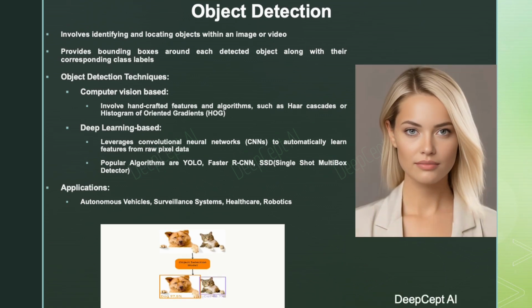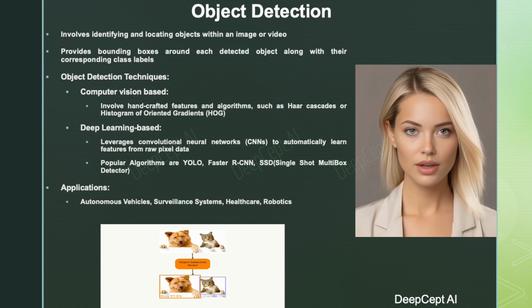Object detection is a fundamental task in computer vision that involves identifying and locating objects within an image or video. This process goes beyond simple image classification, as it not only predicts the presence of objects, but also provides bounding boxes around each detected object along with their corresponding class labels, enabling precise localization within the scene.